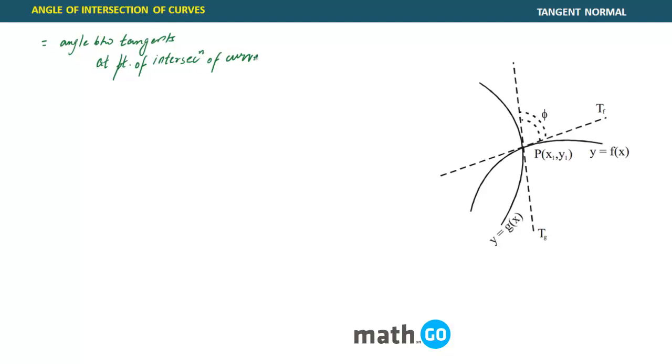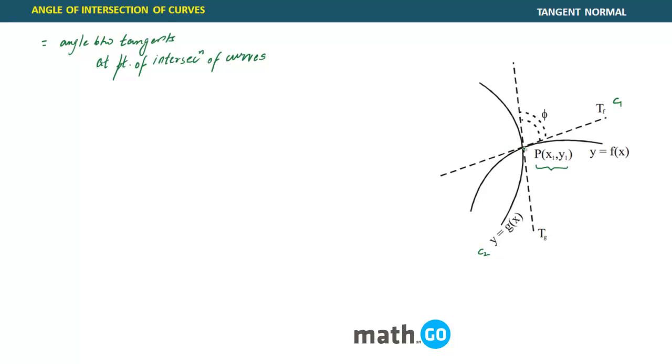I have drawn a diagram in front of you. Let's say this is curve 1, which is the C1 curve, and this is the C2 curve, which is the g(x) curve. They intersect at a point P, and P is given by (x1, y1). This can be given to you, or you will be required to find this point. Anyway, it could work around.